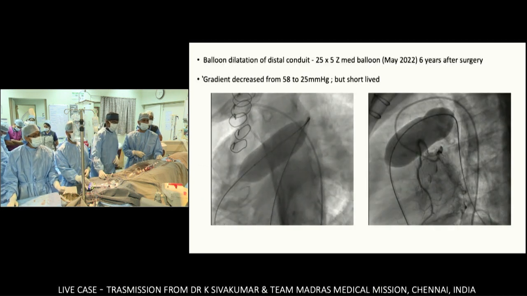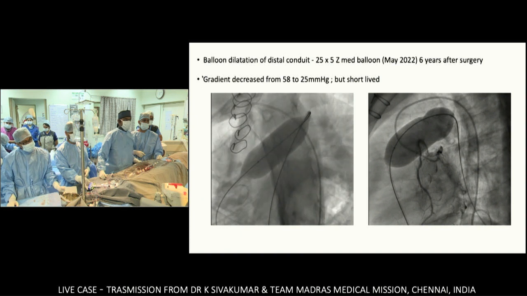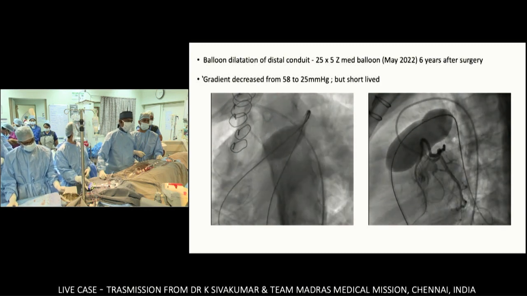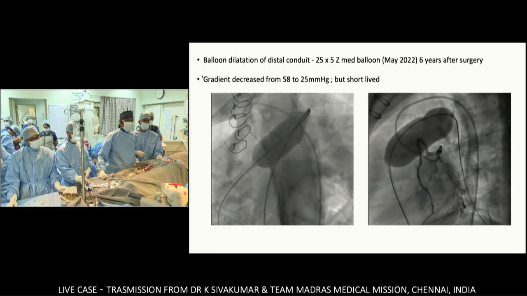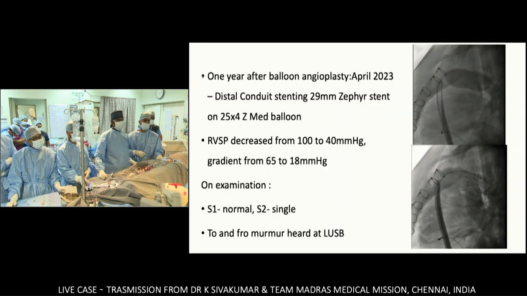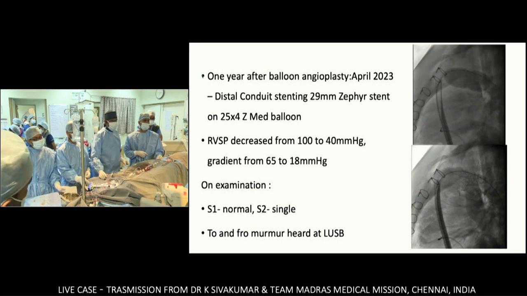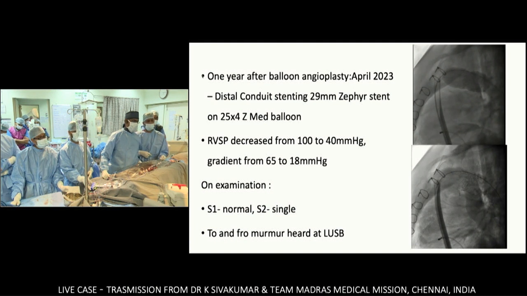For this distal conduit stenosis, we initially did a balloon dilatation. This balloon dilatation was performed about 6 years after the surgery with a 25 millimeter Z-Med balloon. There was a very short-lived reduction in the gradients. Within a short time there was a recurrence of stenosis, so we did a conduit stenting with a 29 millimeter Zephyr XL stent on the same 25 millimeter Z-Med balloon.